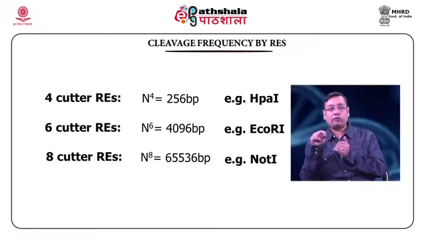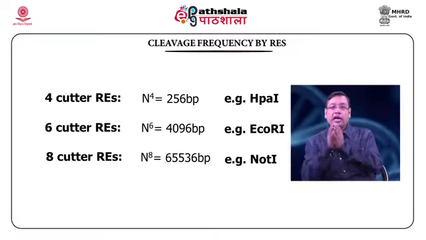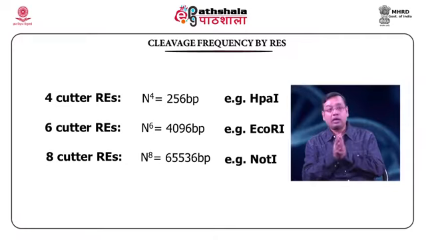So 4 to the power 4 is 256, which means any restriction enzyme which is a 4-cutter can indiscriminately digest or chop the DNA at every 256 base pairs, while in the 6-cutter, again, it is n to the power 6. So n to the power 6, meaning 4 to the power 6, is equal to 4096 base pairs.